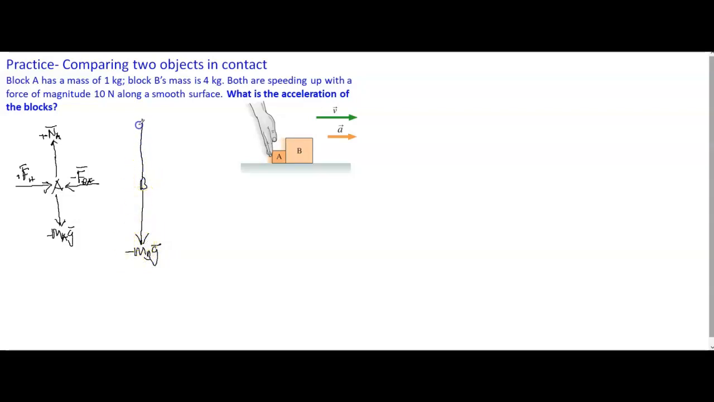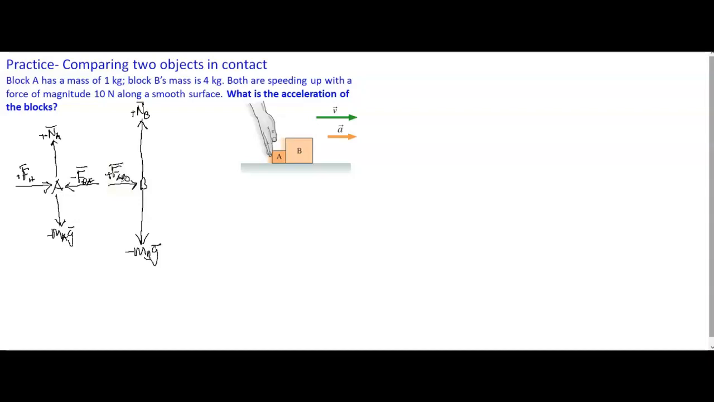Block B's got its own normal force pointed straight up. And again, just like block A, the normal force should be about the same size as its weight because it's not accelerating up or down. Right? Now we have block A pushing on block B with the same force, but in the opposite direction. What I mean by that is that this force here is equal to this force here.